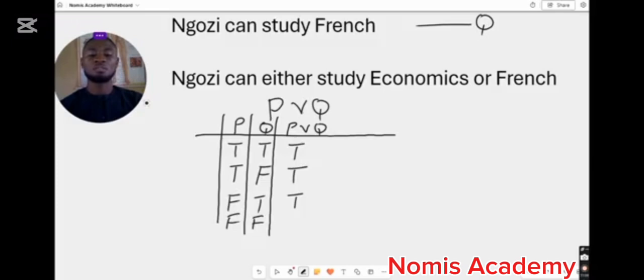So this is the judgment for or. When the or connective joins two statements together and the two statements are true, the compound statement will be true. But when one of them is false, it will still remain true. And when the two are false, our judgment on the compound statement would be false.